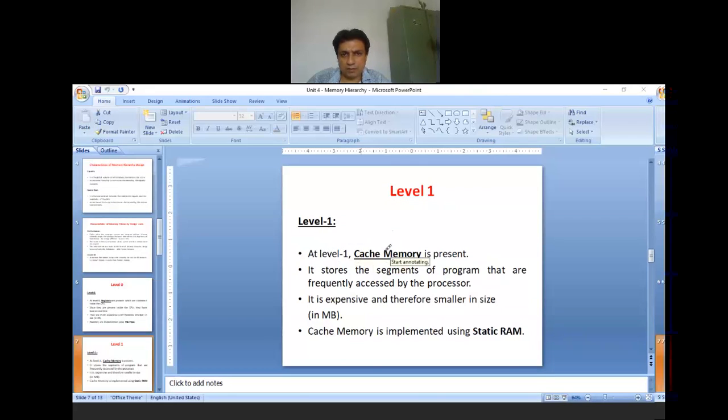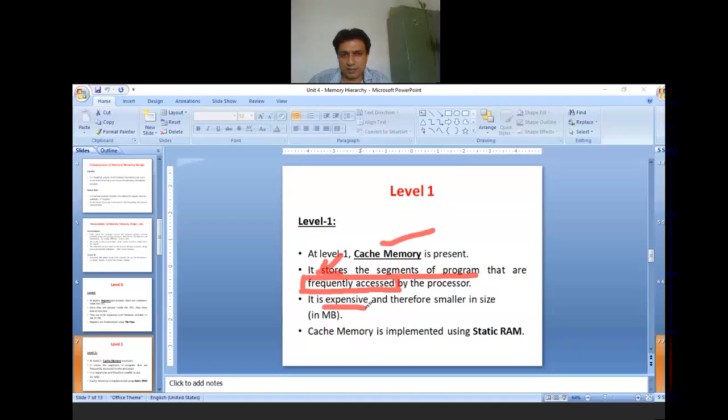At level 1, cache memory is present. It stores the segments of the program that are frequently accessed by the processor. This is very important: the code which is frequently accessed. The code of the program which can be used frequently is stored in the cache memory. Not all the code is stored in the cache memory, but the frequently required code is going to be stored in cache memory.